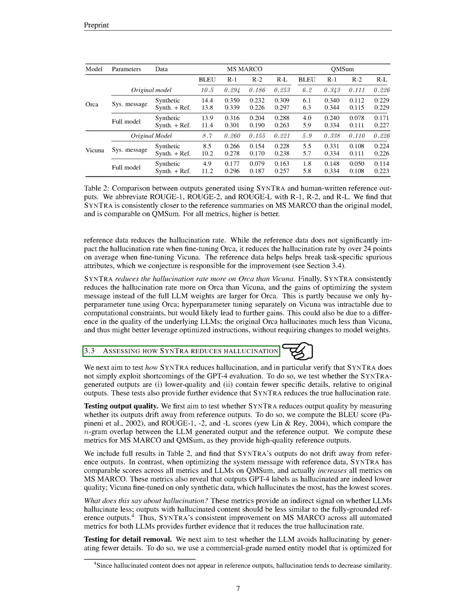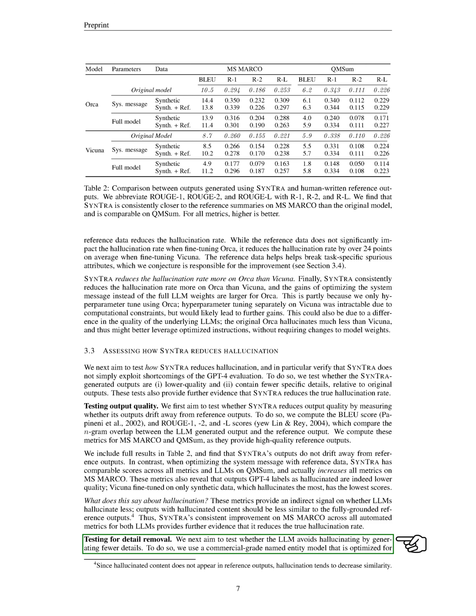Section. Assessing how SYNTRA reduces hallucination. We're now going to explore how SYNTRA helps to reduce hallucination, which is the generation of incorrect or irrelevant information by language models. We want to ensure that SYNTRA isn't just taking advantage of any weaknesses in the GPT-4 evaluation process. To do this, we're going to check if the outputs generated by SYNTRA are of lower quality or contain fewer specific details compared to the original outputs. This will also help us confirm that SYNTRA is indeed reducing the rate of hallucination.